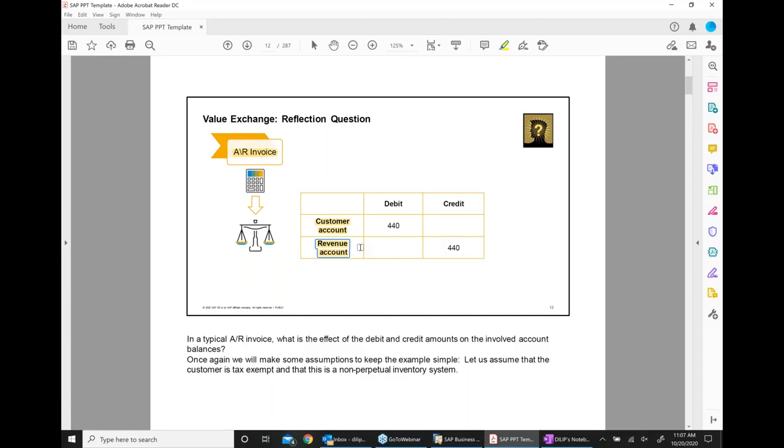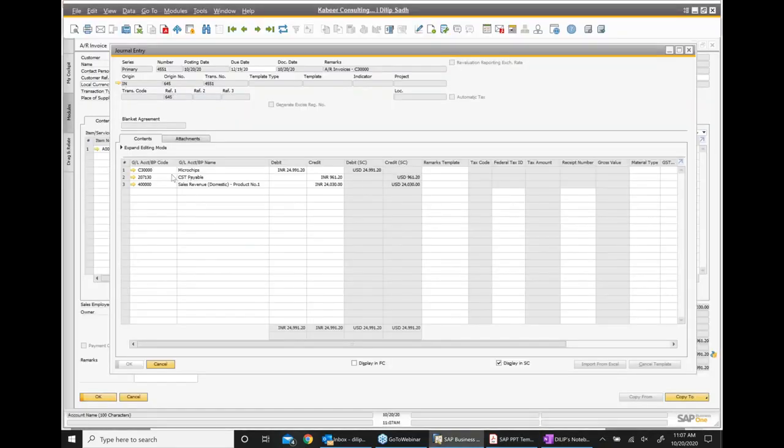Now, how these accounts get determined, we're going to talk about in the next chapter. Because there's another thing: this is a customer account. So C3000 is a customer account, but for sales revenue, we have account 40000. So how does the sales revenue account get updated? How did we get that? There is something called the account determination process. So we'll talk about that account determination process. That is part of another discussion.